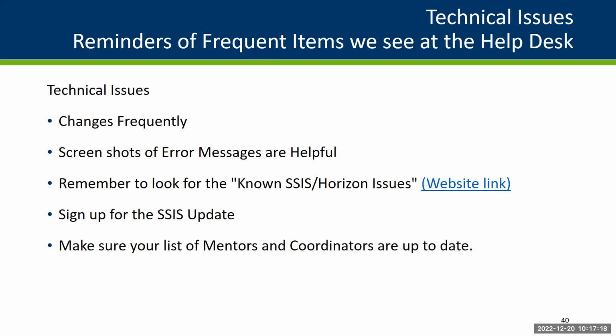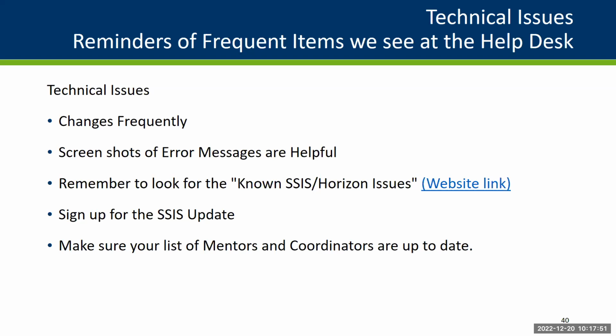Remember to look at the known SSIS Horizon issues listed on the website. There is a link here and there will be one later on. Tier 2 and Minute staff are good about updating that information if there are ongoing issues. The other thing that's helpful is to make sure you sign up for the SSIS update. If we see that there are issues, we might put some information in there. And the last is just to make sure your list of mentors and coordinators is up to date.